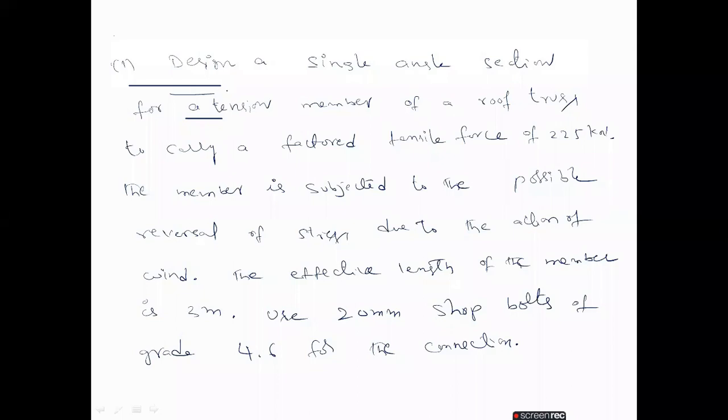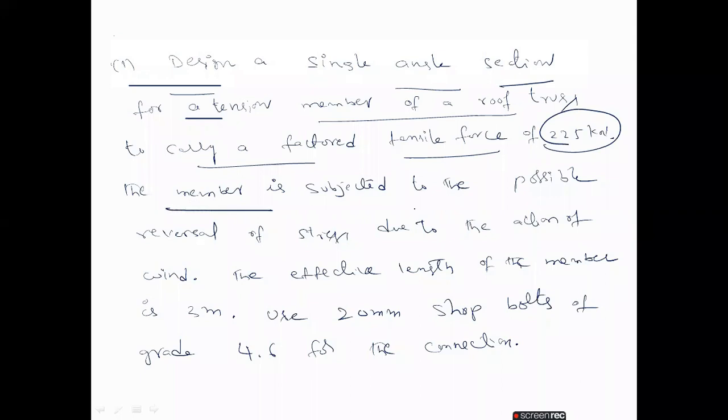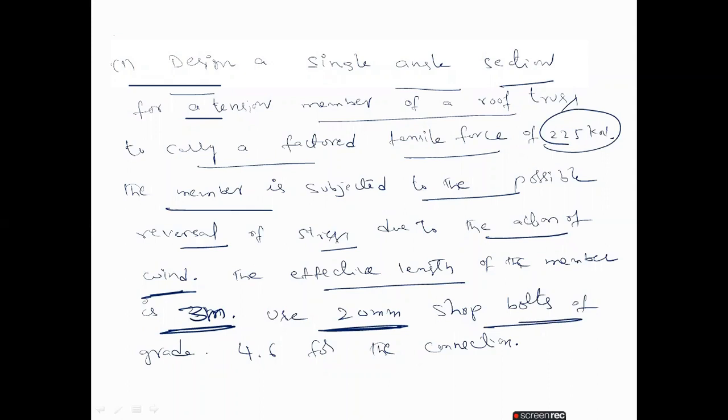Today we are going to design a tension member, that is a single angle section of a roof truss, to carry a factored tensile force of 225 kilonewton. The member is subjected to possible reversal of stress due to the action of wind. The effective length of the member is 3 meters, and use 20 mm bolts of grade 4.6 for the connection. So now we have to design a single angle section for the tension of a roof truss.